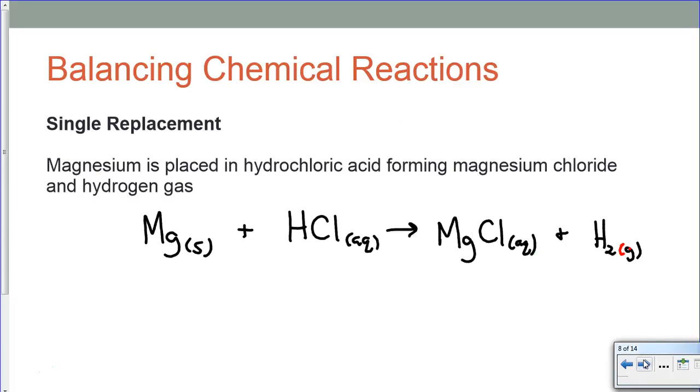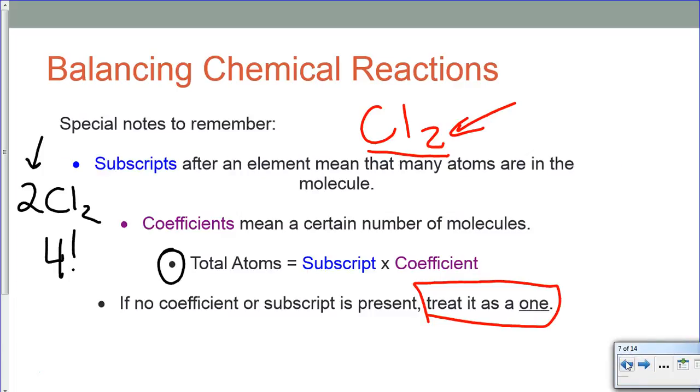How do you know when a 0 would be present, guys? Well, if there was a 0 as a subscript or a coefficient, that would mean that you just don't write it because there aren't any. The reason we have written it is there is at least 1.